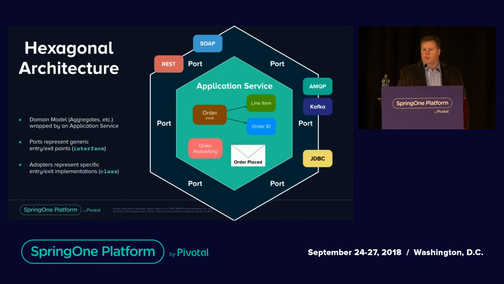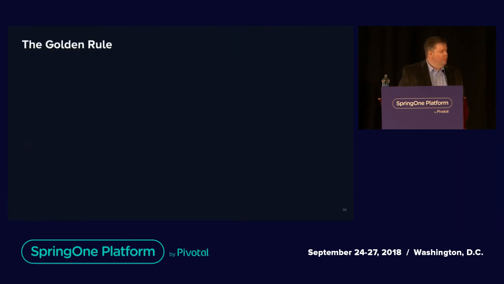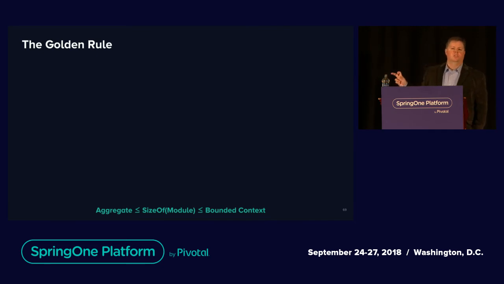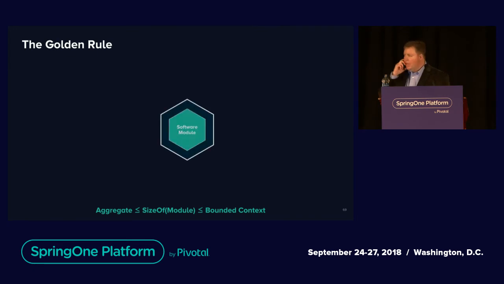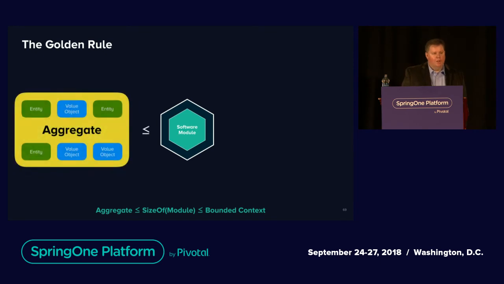So what everybody wants to know is, what does this have to do with my microservices? Almost there. I'm going to give you a golden rule. My software module is somewhere between the scope of an aggregate and a bounded context. So there's my happy little software module. Where does it live? Aggregate on the left. So it's at least as big as a single aggregate, right?